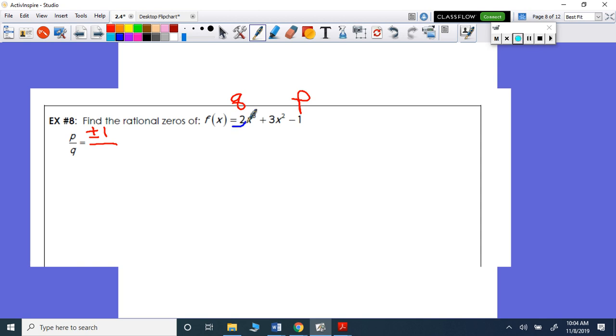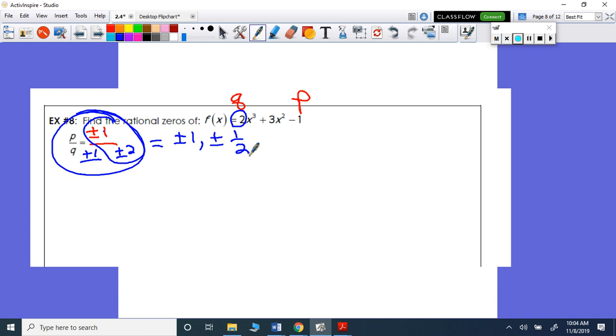Do you agree the factors of +2 are +1 and +2, -1, -2? But this is where people make mistakes. You got to get all the p's over the q's. 1 divided by 1 is 1. But what's the second one going to be? 1/2. Don't make that silly mistake. So this is like one I would give you on a test. It's not a lot of choices.